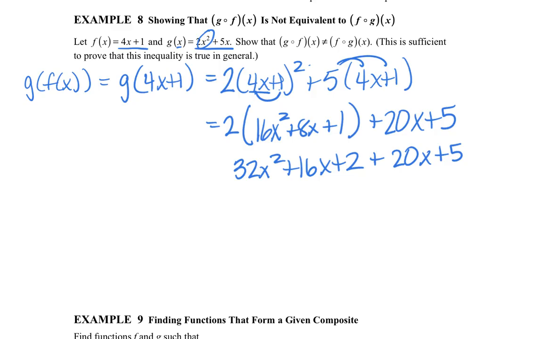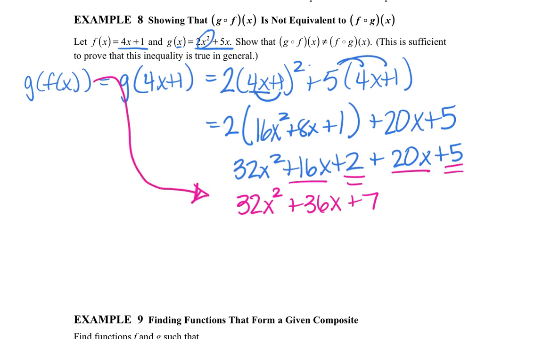Now go ahead and take inventory of what you have. You got 32x squared, 16x and a 20x, that's 36x. 2 plus 5 is 7. So g of f of x equals 32x squared plus 36x plus 7. Now, they want to know, is it equal to f of g of x?